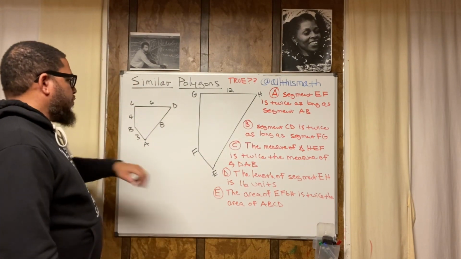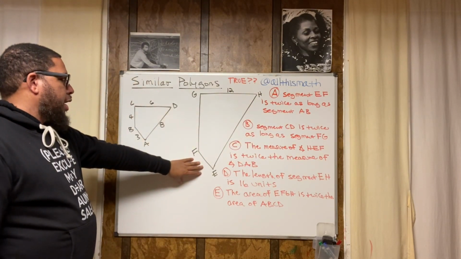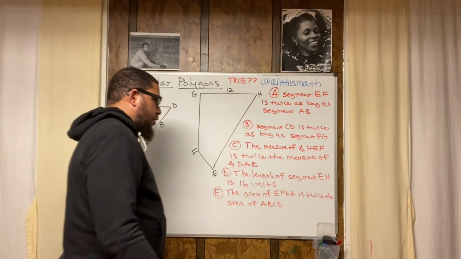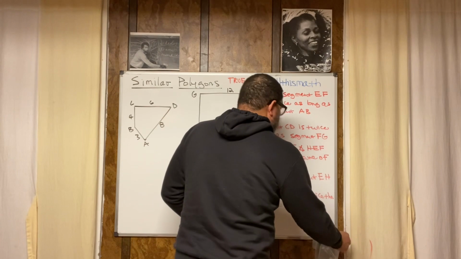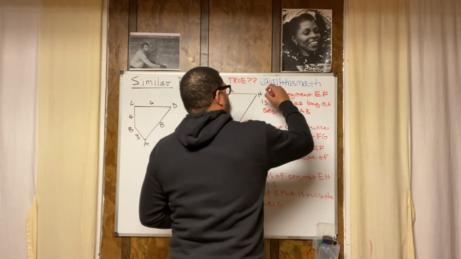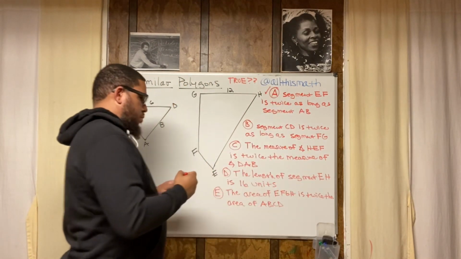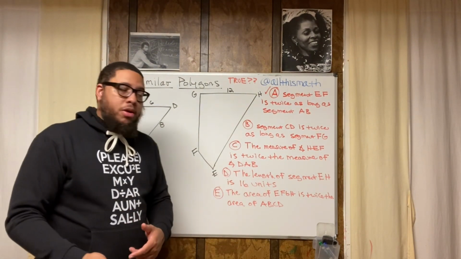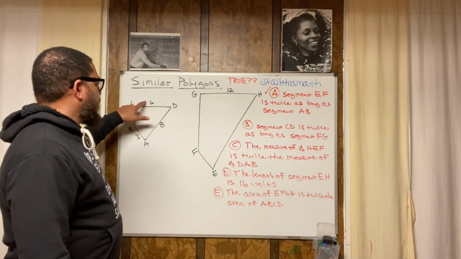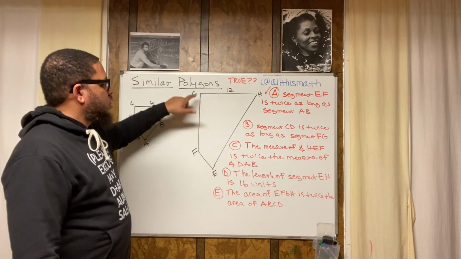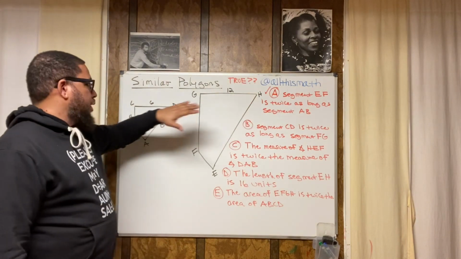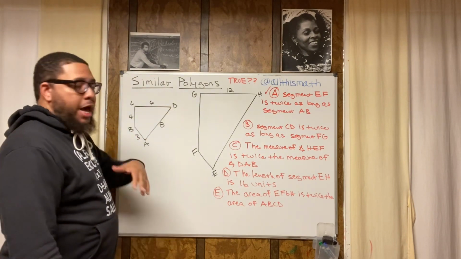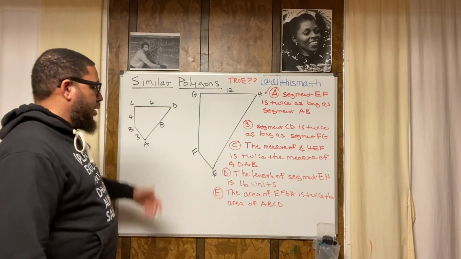So let's look at EF. EF is right here. And it says this is twice as long as segment AB. And we actually already talked about that. I gave it away. So we're going to say, yes, I'm going to check off the ones that are true. So that's true, right? Because they're similar polygons. Now, how do I know it's twice as long? Because I already know that this is 6 and this is 12. So if GH is twice as long as CD, then that means that EF has got to also be twice as long as AB, right?